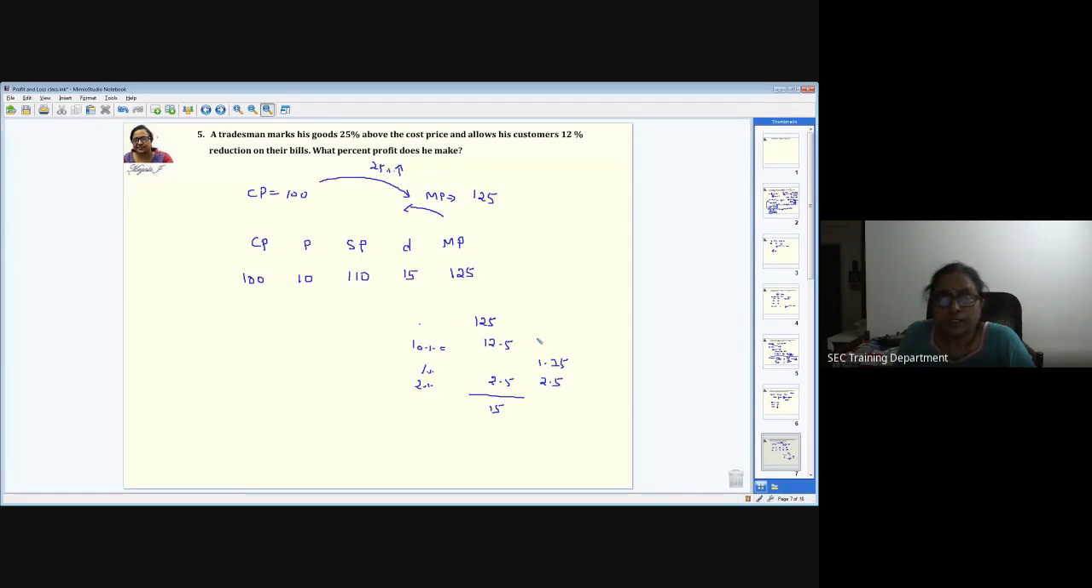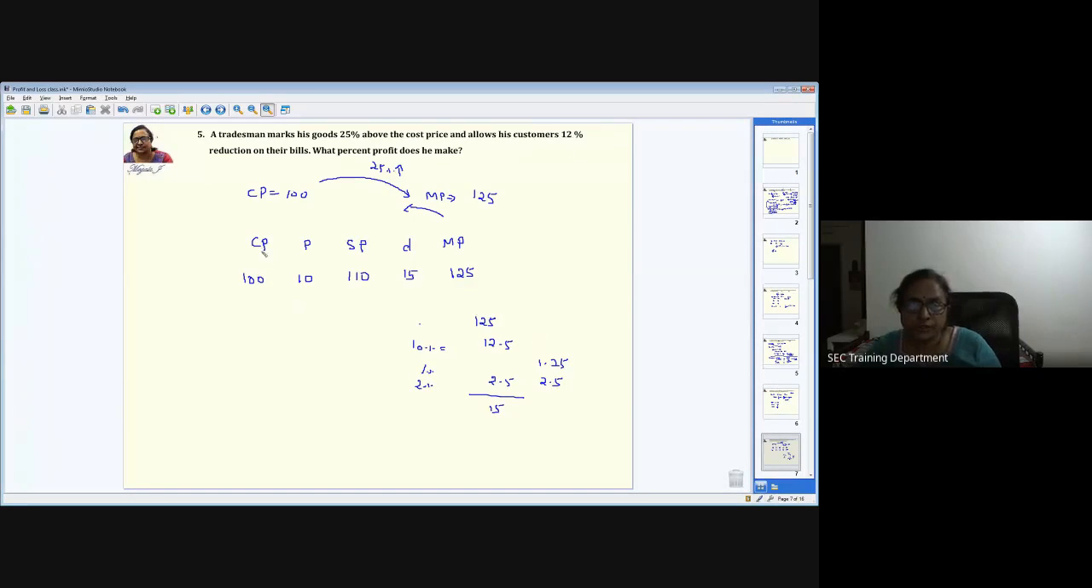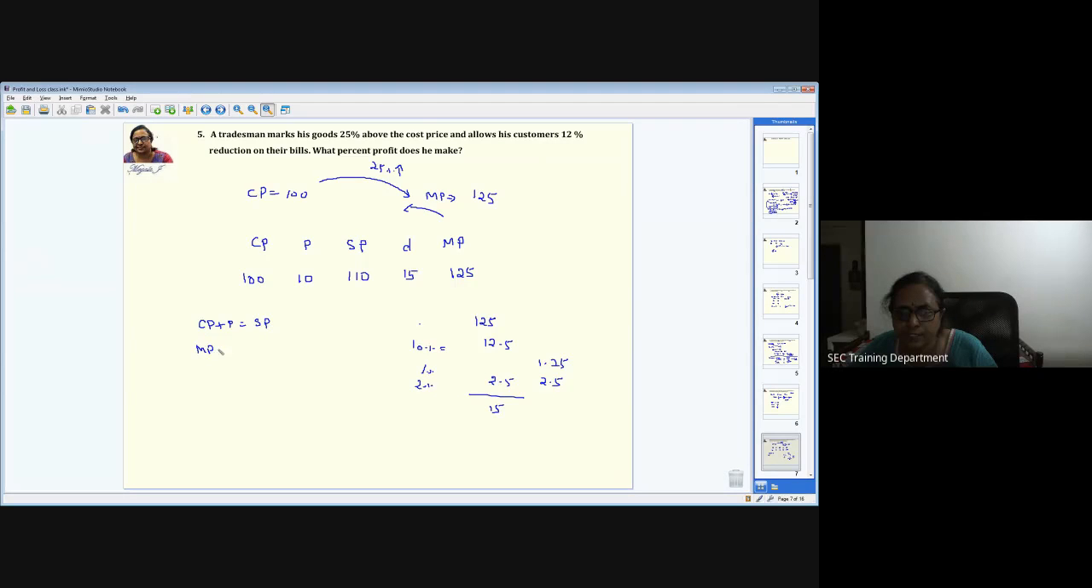Yes, please. Understood this? So this is the flow. You always remember, cost price plus profit gives you selling price. Similarly, marked price minus discount gives you selling price. I'll write it here. Cost price plus profit is equal to selling price. Otherwise, you can say marked price minus discount is also selling price.